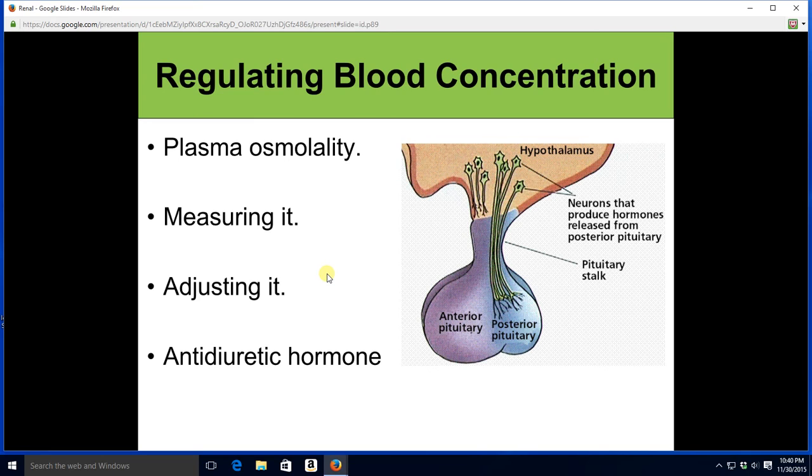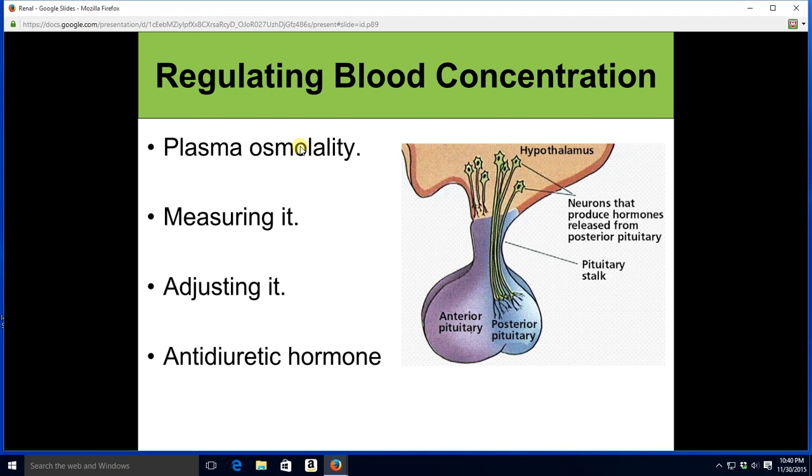All right, now we get to revisit some things. We get to revisit the loop of Henle, the collecting duct, ADH, and we get to talk about regulating the concentration of blood. Another way to talk about blood concentration is the blood osmolality, which is basically the number of particles we have in a kilogram of plasma. And we've got to maintain it.